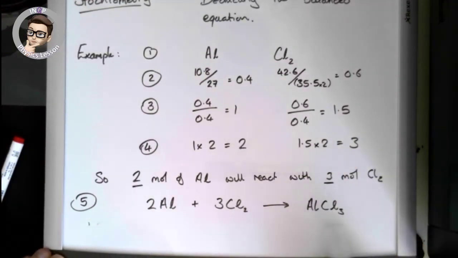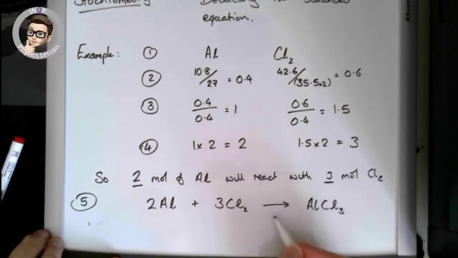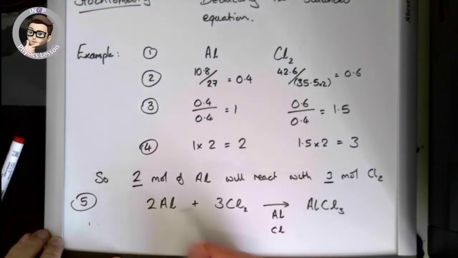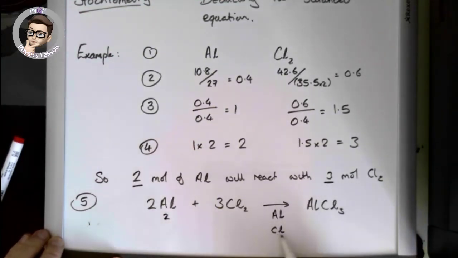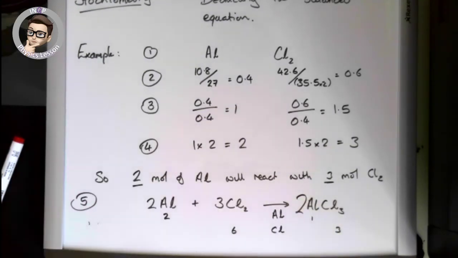AlCl3. Now, we haven't found the balance for this side, but we can work it out quite quickly, because if we do what we do for our balanced equations, Al and Cl, how many on this side? Well, I've got two lots of Al there. How many Cl? I've got six lots of Cl there, but I've only got one lot of Al and three lots of Cl in AlCl3, so put a big 2 in front. And now I've got two lots of Al and six lots of Cl.